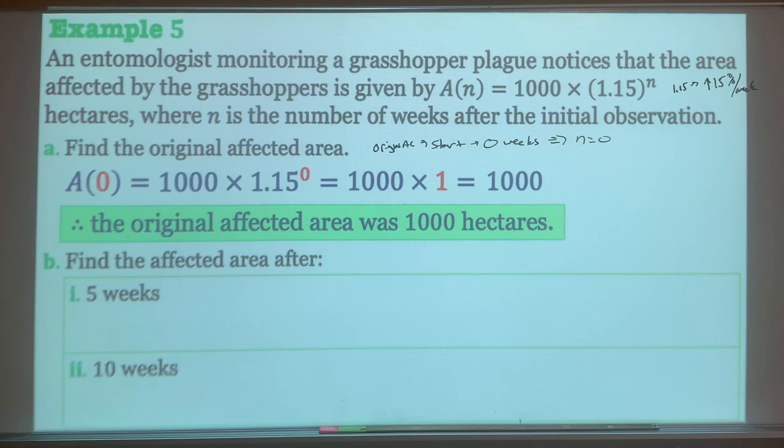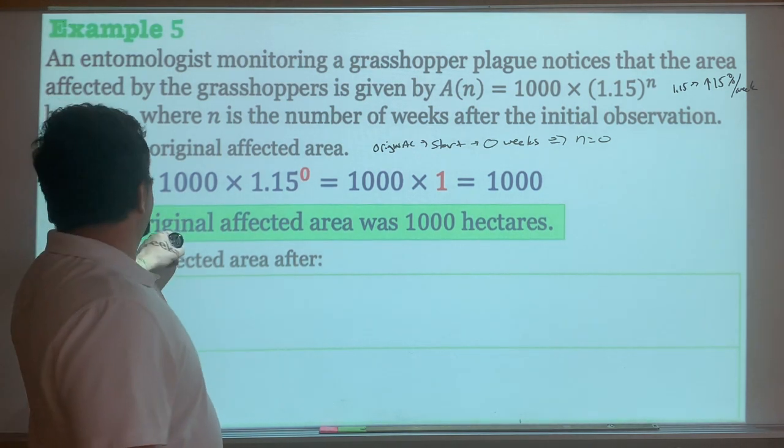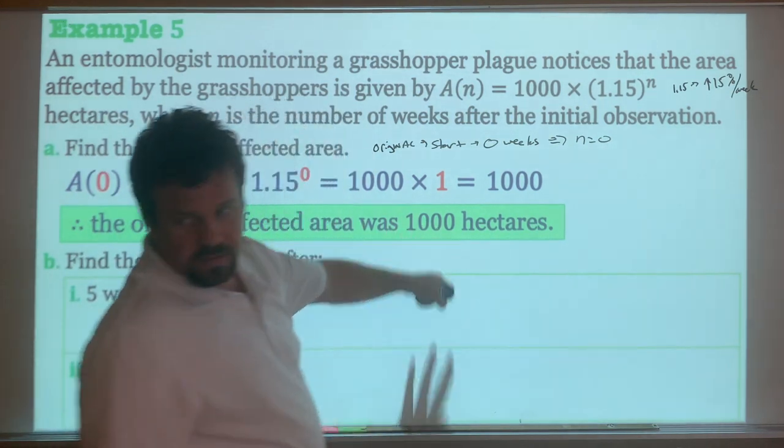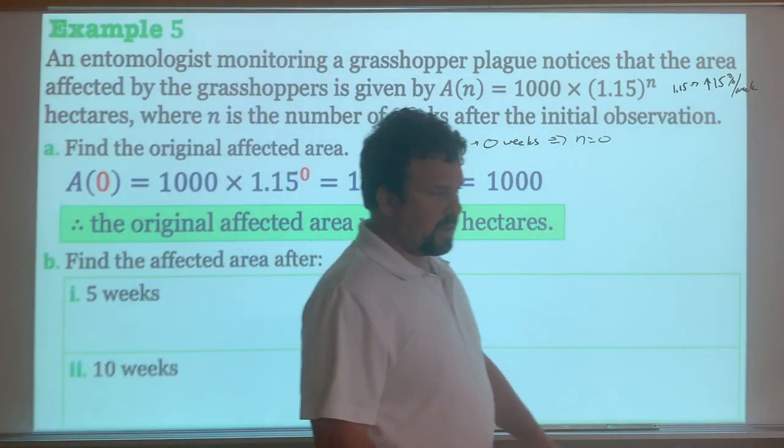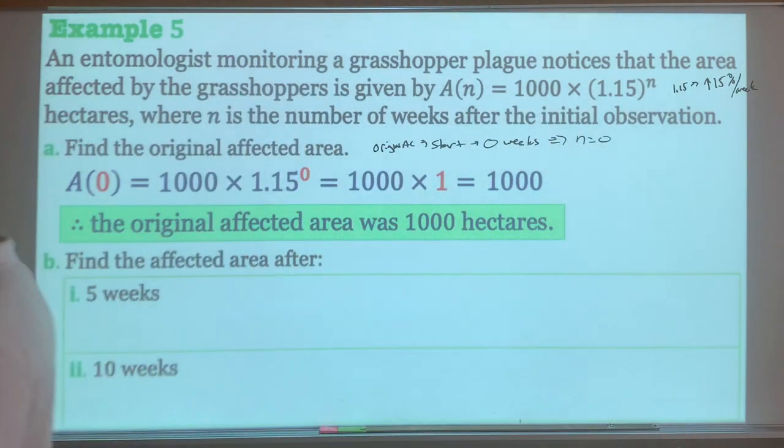Right? Now, find the affected area after 5 weeks and 10 weeks. So use the same strategy to do that. And just so you guys know, a hectare is equivalent to about 100 acres, all right? So that's what they're talking about. So 1,000 hectares, right, would be about 100,000 acres. And an acre is about the size of like a house on land, like maybe two houses together, two properties together. That's about an acre. All right. They say about 2.5 acres is about 10,000 square meters.